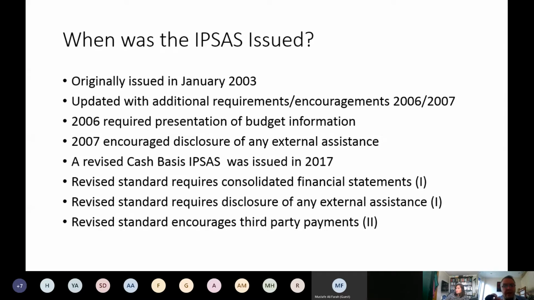The standard requires disclosure of external assistance. So now you've got part 1 for the disclosure, whereas before, don't forget, it was part 2. But now it's part 1, mandatory. The revised standard encourages any third-party payments. So again, if anything came in like that, you can actually show it. It's encouraged to show it in part 2.